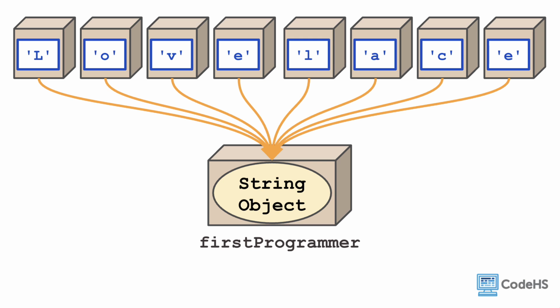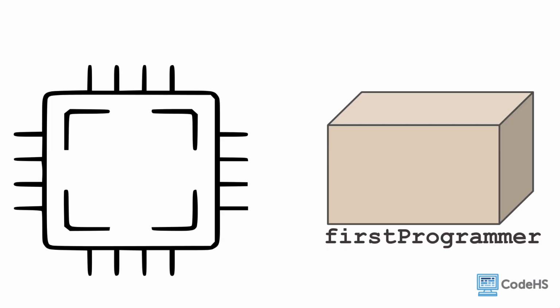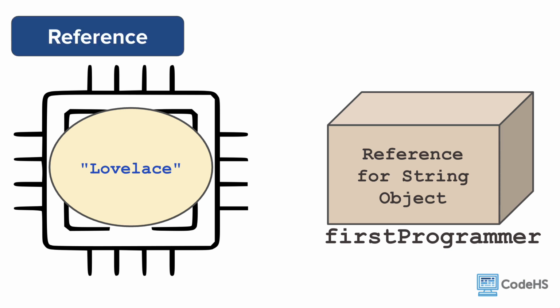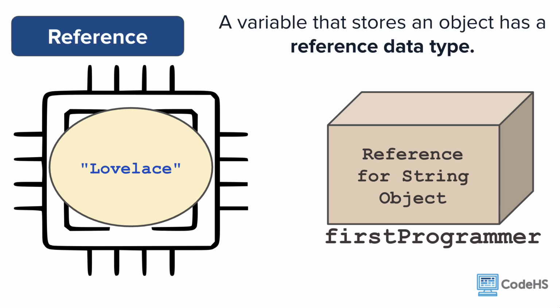Storing an object and all the data it contains is much more complex than simply storing a primitive value like a char or double. So with objects, instead of storing an object directly in the variable, it stores a string object somewhere else in memory and stores a reference to the string object in the variable. This brings us to the second type of variable, a reference variable. A variable that stores an object has a reference data type.